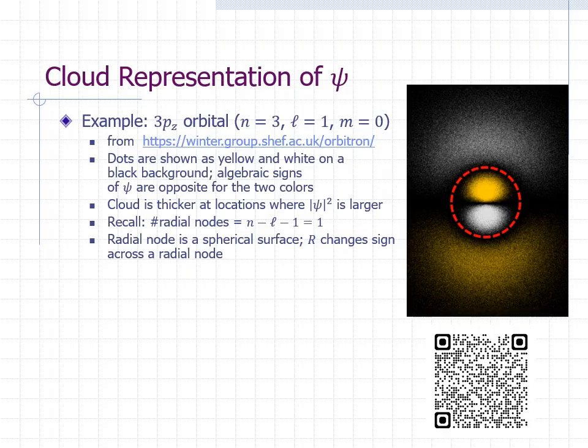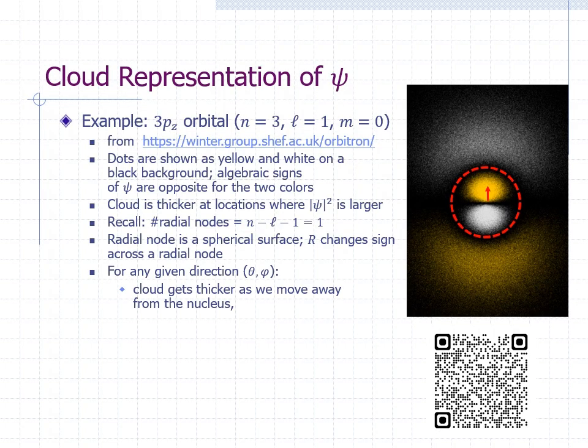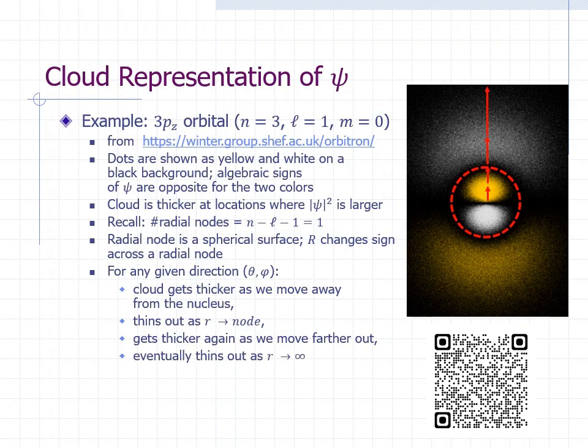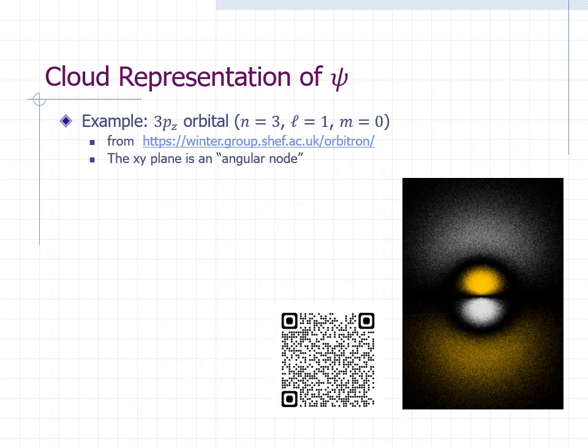For any given direction, we can see that the cloud gets thicker as we move away from the nucleus, then thins out as we move farther out and approach the nodal sphere, thickens again as we continue moving away from the node, then eventually thins out as it approaches infinity. Regardless of direction, except at the xy plane, the cloud is thickest at the same distance from the nucleus. The xy plane in a 3pz orbital is an example of an angular node.